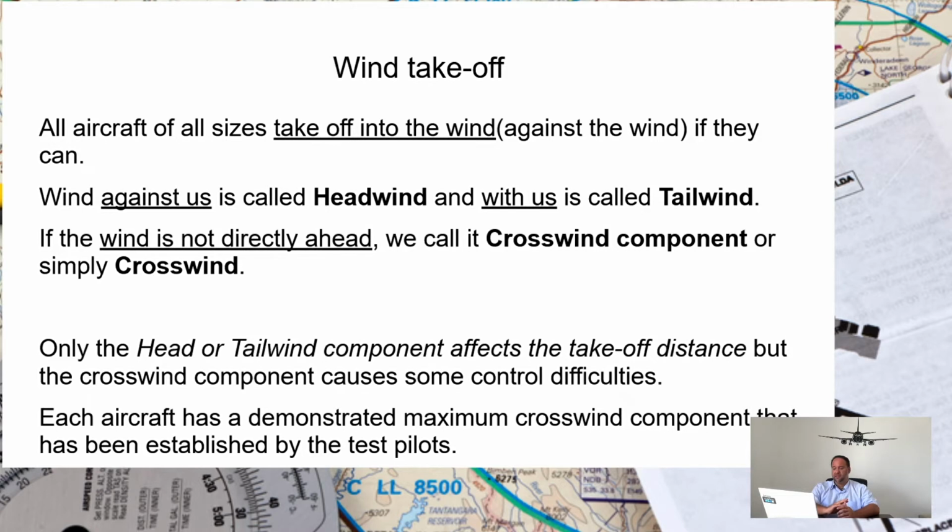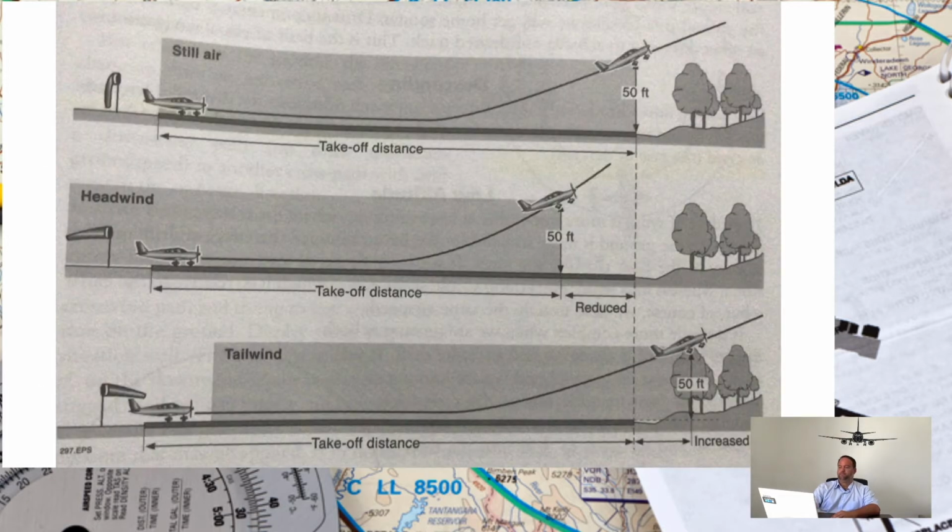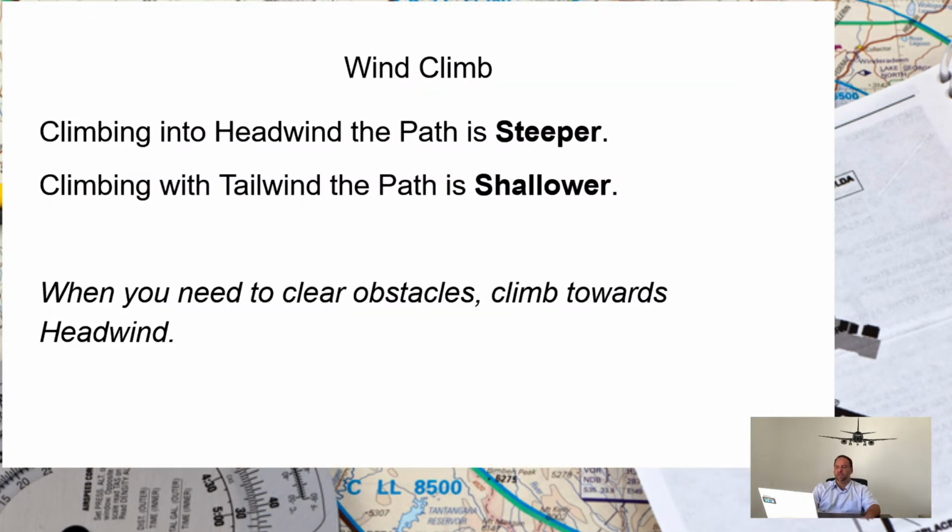Each aircraft has a demonstrated maximum crosswind component that has been established by the test pilots. Here, as well, I took from the book the difference it makes whenever you're taking off in still wind, headwind, or tailwind. Usually you take off faster whenever you have a headwind.